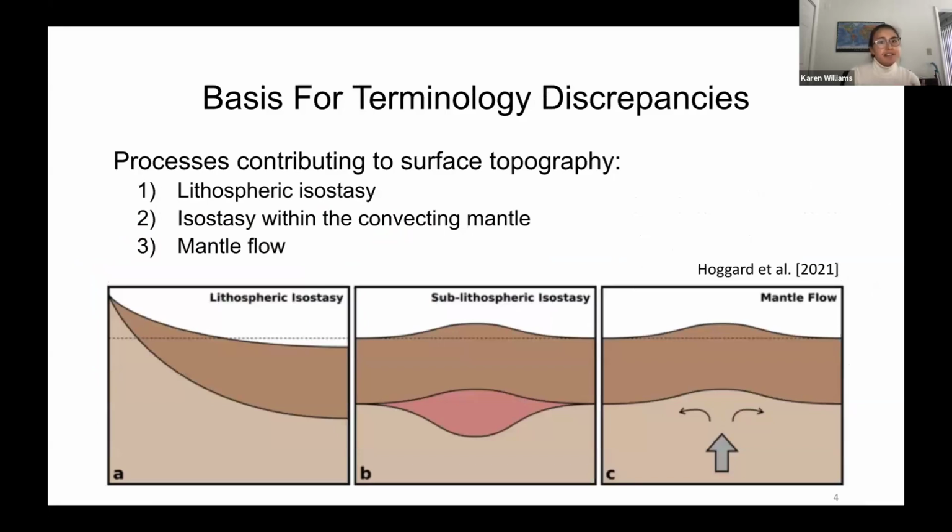So while the theory of dynamic topography has been well established, there remain discussions about which components of mantle density and flow should be included in the definition of dynamic topography signal. Processes that contribute to dynamic topography include lithospheric isostasy, sublithospheric isostasy, and mantle flow. In this study, we define dynamic topography as vertical surface deflections induced by surface stresses, which includes the whole mantle, including all the processes that are shown in this panel.